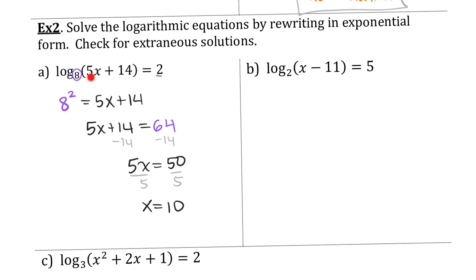Okay, if I plug 10 in, 5 times 10 is 50. 50 plus 14 is a positive number. As long as it's a positive number, it's going to be a valid argument for my logarithm.